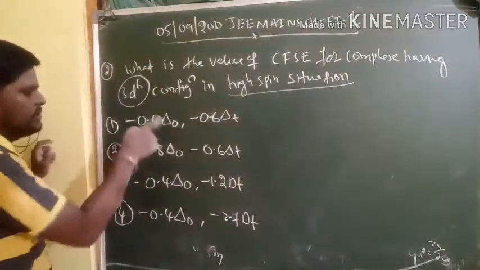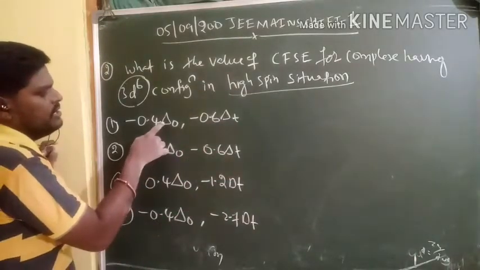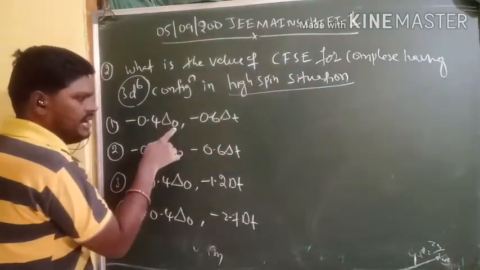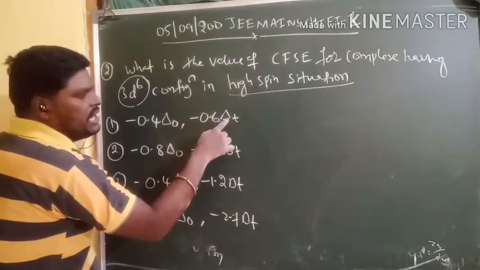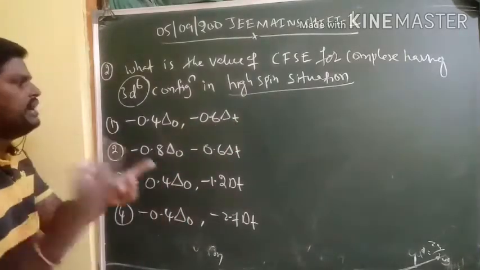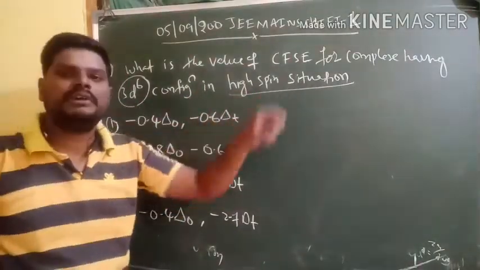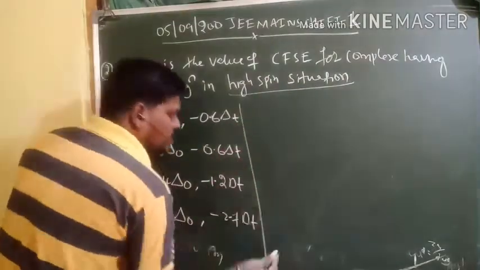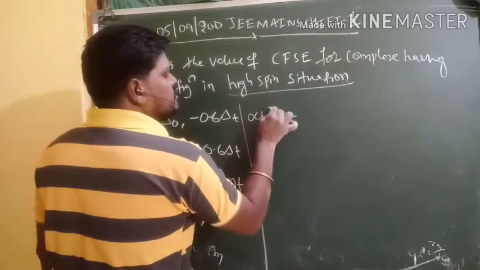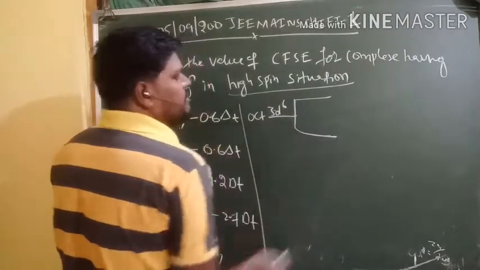One more thing: the options are delta O and delta T. Delta O means crystal field stabilization energy in octahedral, and delta T means in tetrahedral. So we need to find CFSE in octahedral and tetrahedral for 3d6 with high spin. First, the octahedral complex with 3d6: 6 electrons are there, with a weak field ligand.